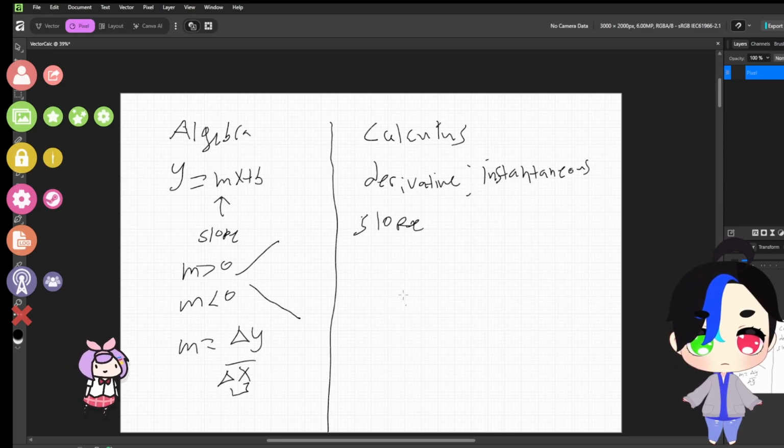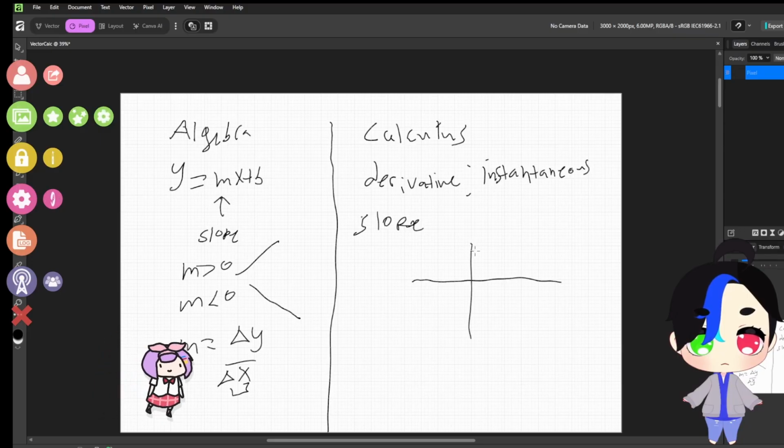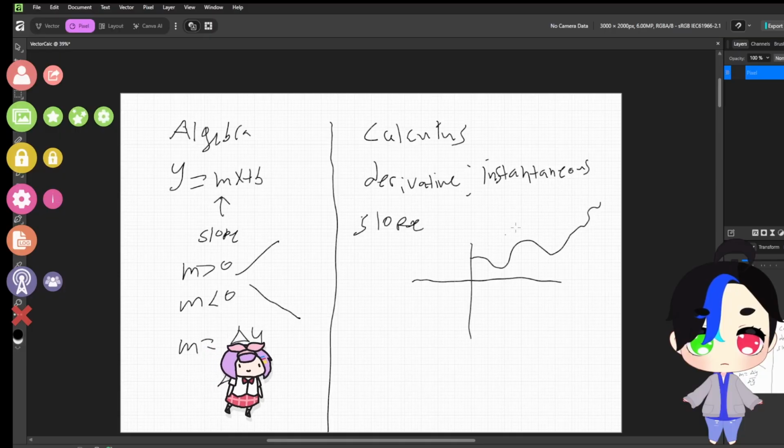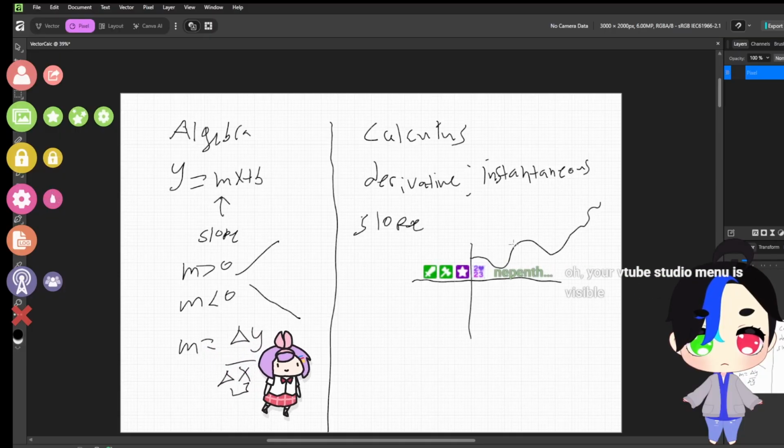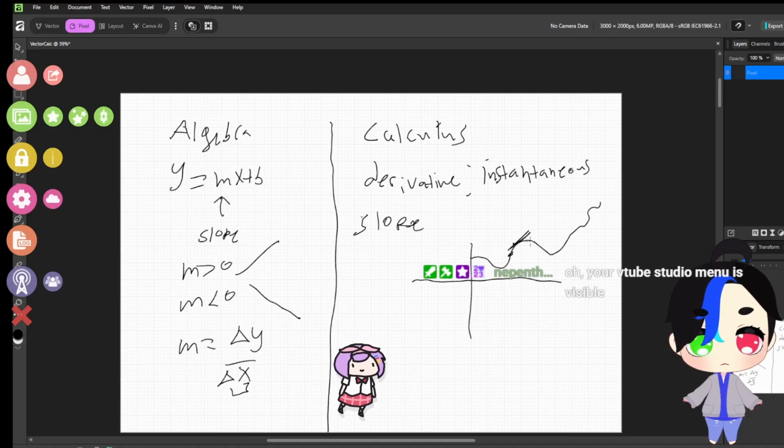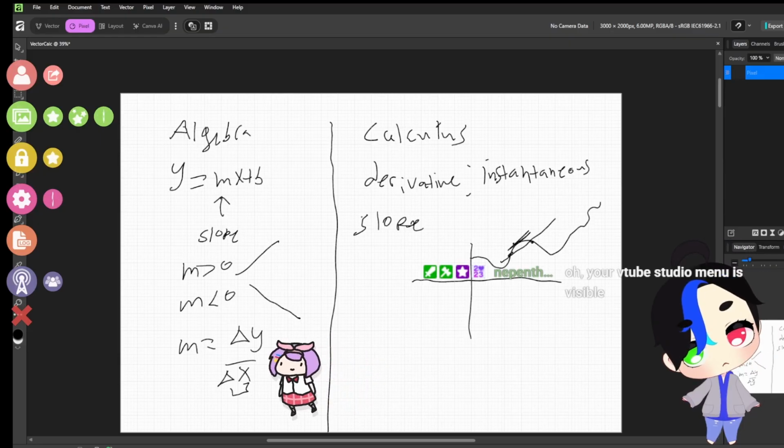So what that means is, let's say we had some arbitrary function that's not a line, so maybe something like this, right? And you want to find the slope exactly at this point. Well, in algebra, you'd have to take 2 points, say here and here, and find the average slope, but that's not always accurate.